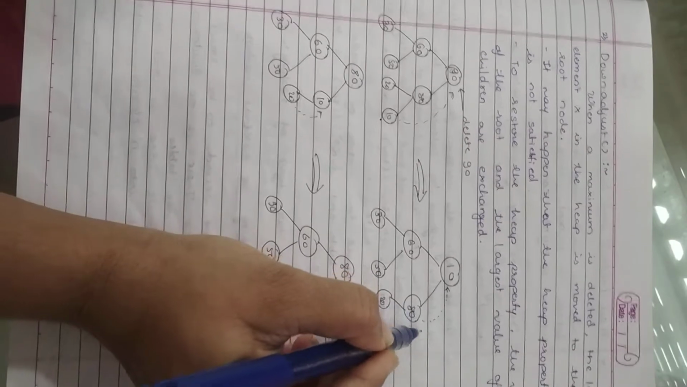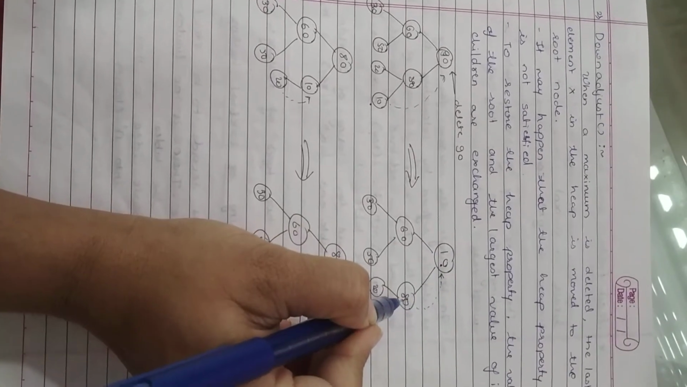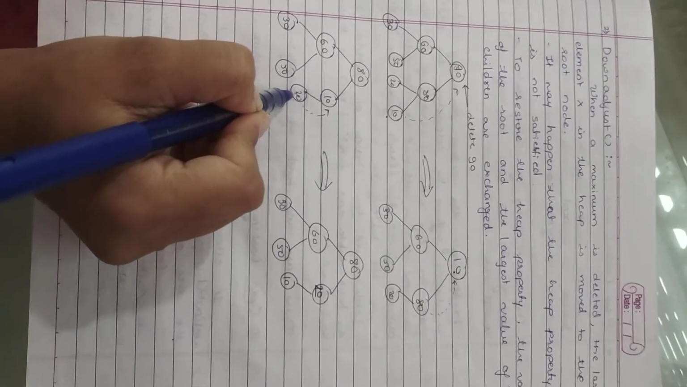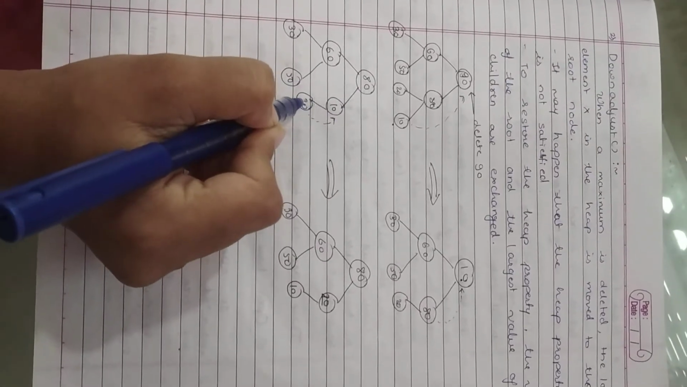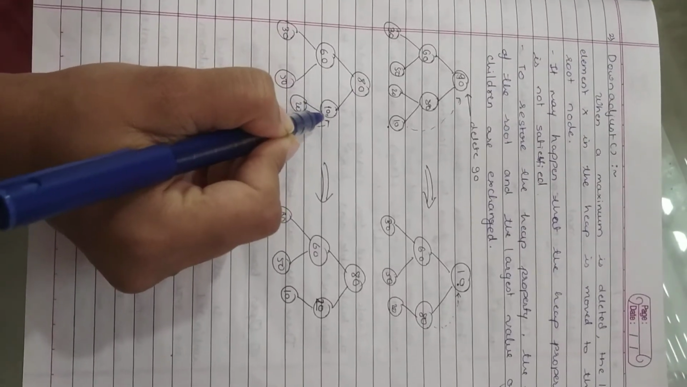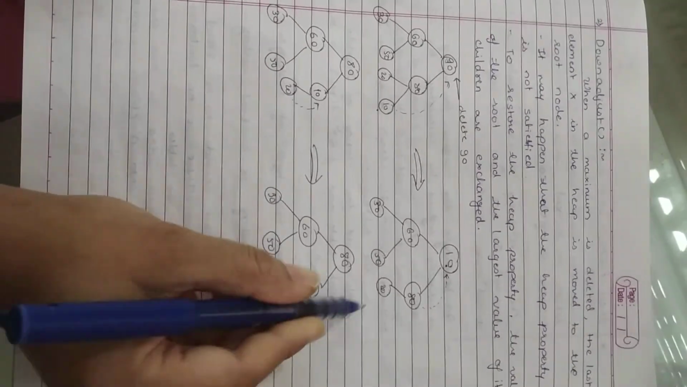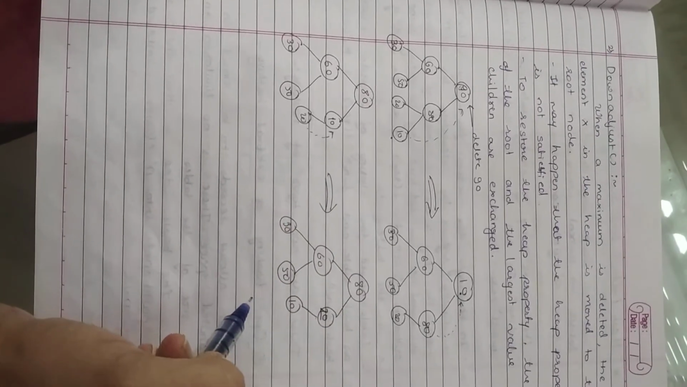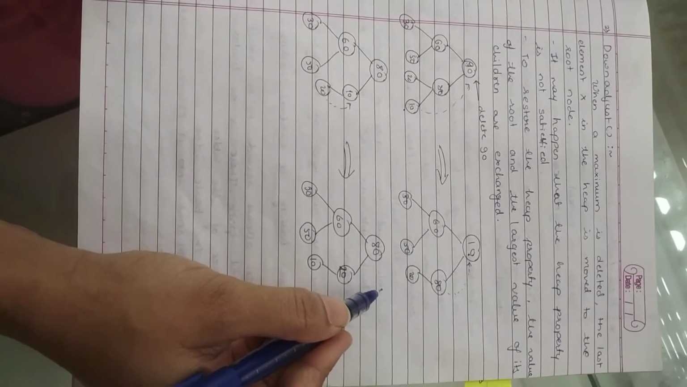That's why 80 should be moved up here. 80 becomes the root and 10 moves down. But here 10 is again the parent of 20, and this property is not satisfied in this case. Again 20 should be moved up. Now 10 is the child of 20. Now in all the cases the property is satisfied. That's why this is the final answer of the given example.